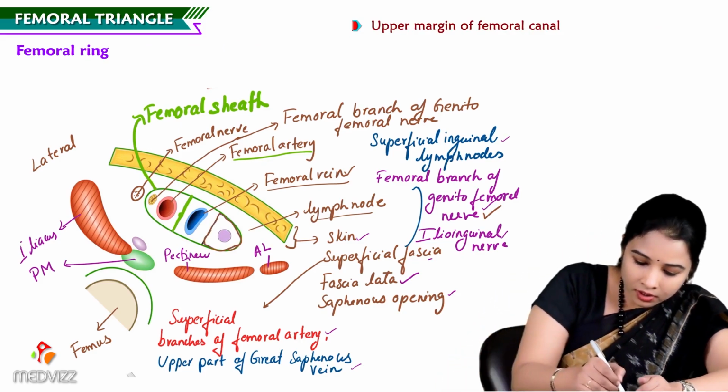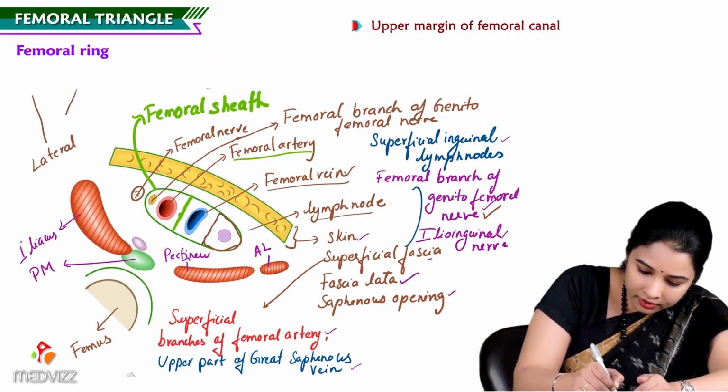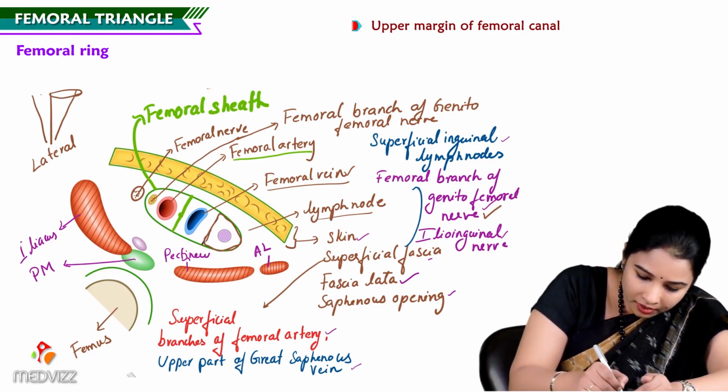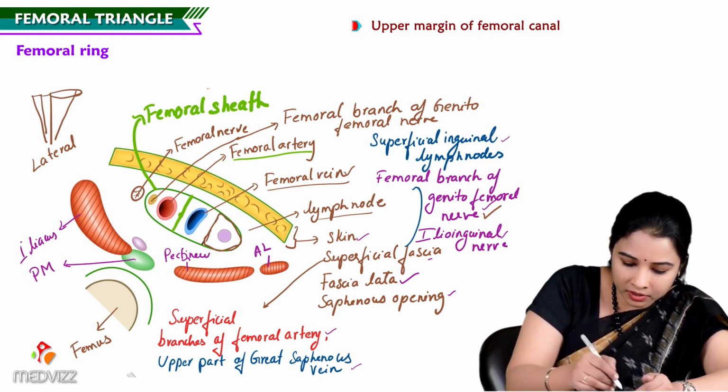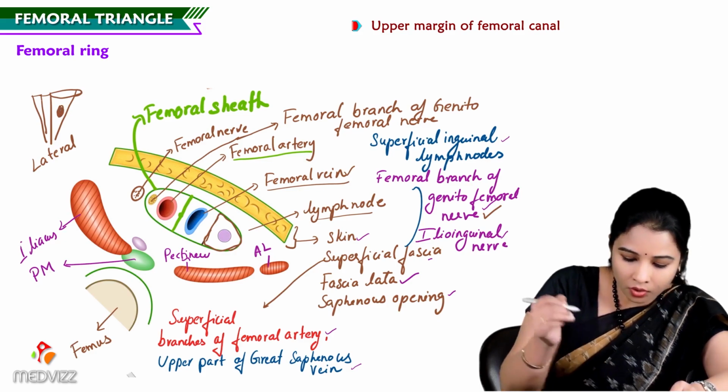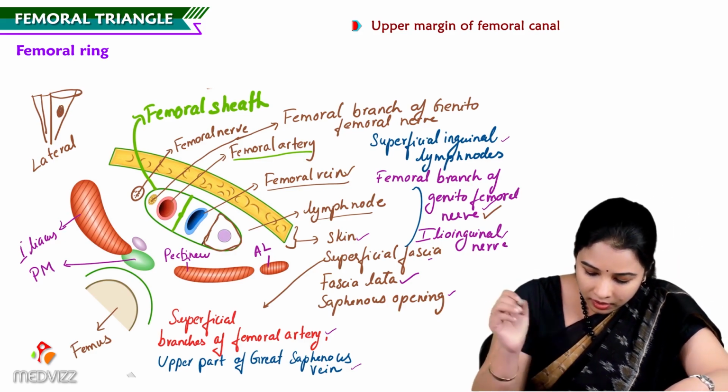If you see this canal, it is funnel like. So medially, this is the femoral ring. What you are seeing is the femoral ring, and these are the other compartments where the artery and vein are present. So here is the lymph node of Cloquet. This is that lymph node.